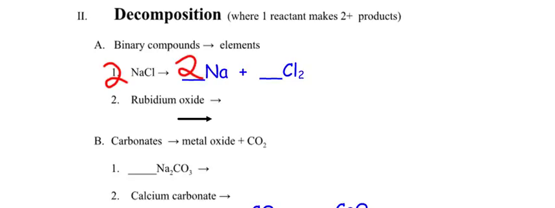So why don't you try rubidium oxide? Pause this and look at your periodic table, hopefully you still have that out again, and figure out the formula for rubidium oxide, predict your products, and then balance. Go for it. So pause this and do this on your own.